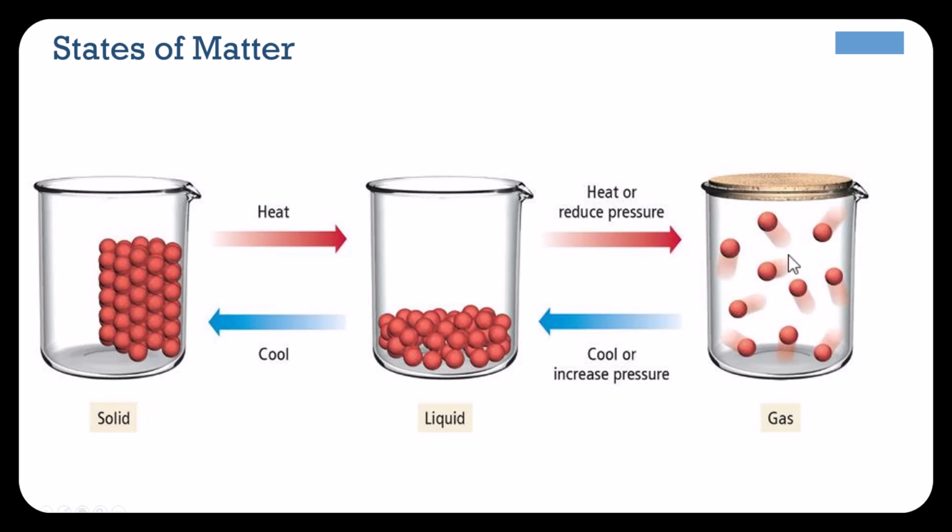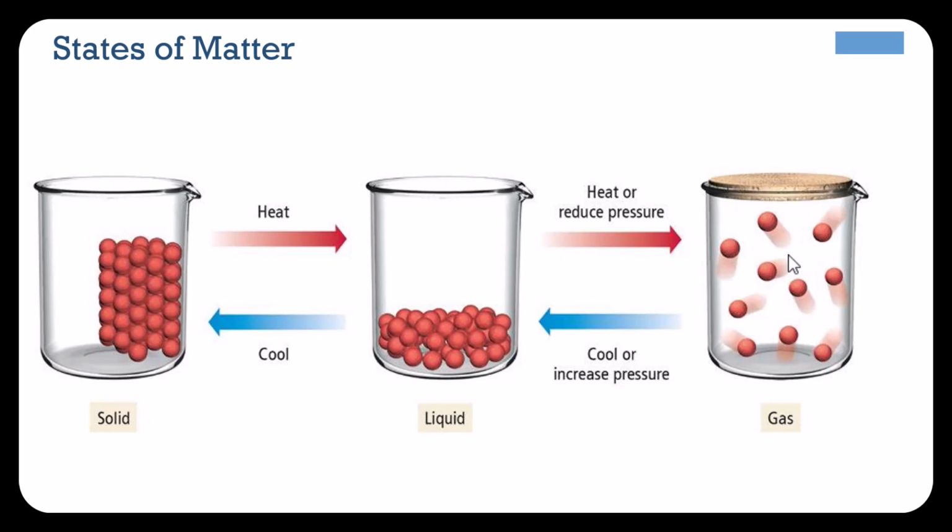And then we've got our gases. Our gases are furthest apart. We think of gases as having little to no interaction with one another. They just bounce freely. They take up the entire space of the container, so indefinite volume, indefinite shape. Okay? So that's a quick overview of the three states.